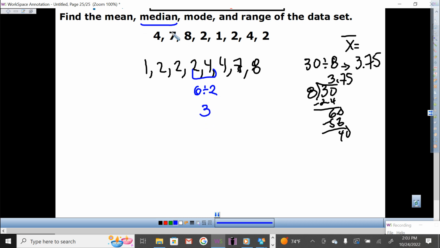Median. So far so good, yes? Mode. Looks like we got 1, 2, 3. So the mode is 3. And last but not least, the range, we got 8 minus 1, which is 7.